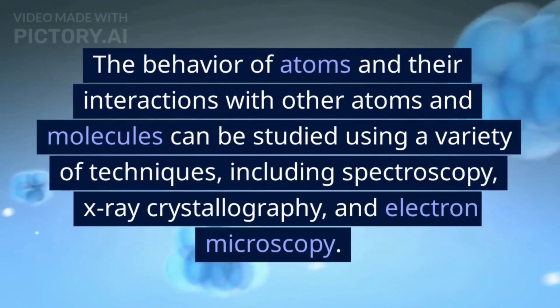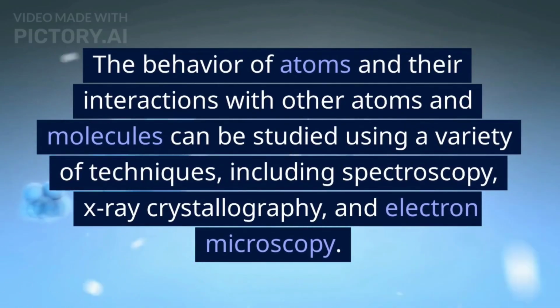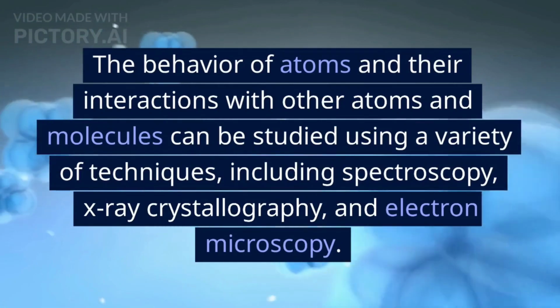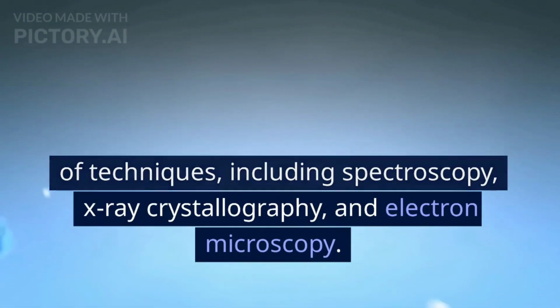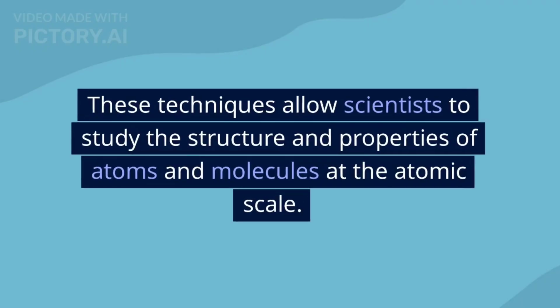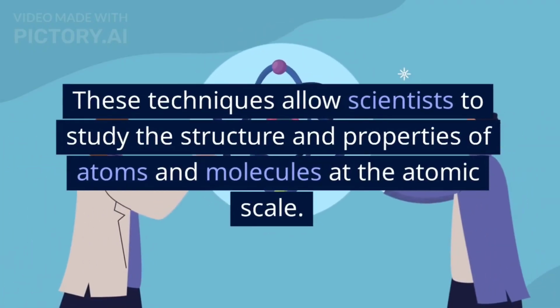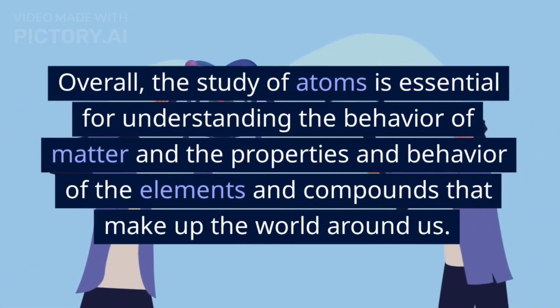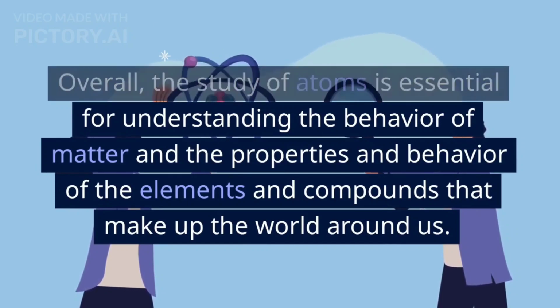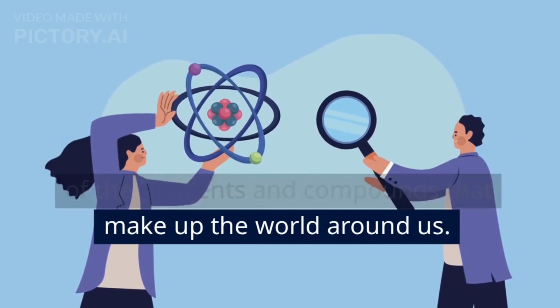The behavior of atoms and their interactions with other atoms and molecules can be studied using a variety of techniques, including spectroscopy, X-ray crystallography, and electron microscopy. These techniques allow scientists to study the structure and properties of atoms and molecules at the atomic scale. Overall, the study of atoms is essential for understanding the behavior of matter and the properties and behavior of the elements and compounds that make up the world around us.